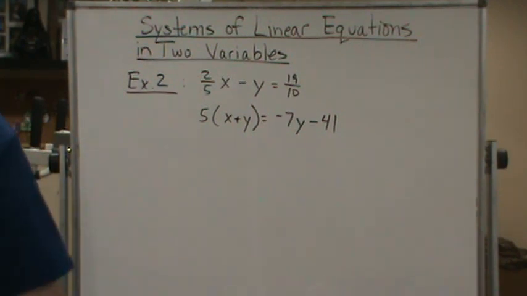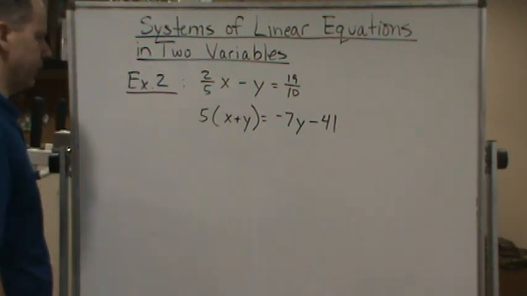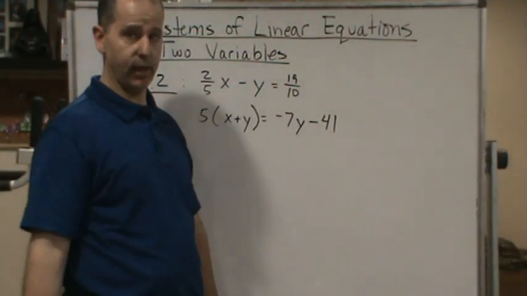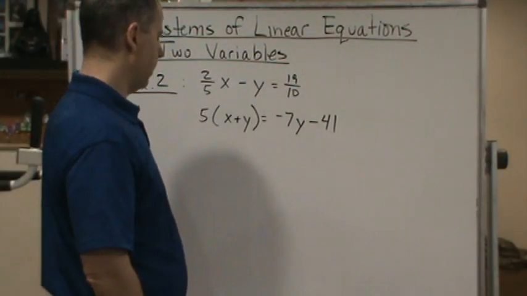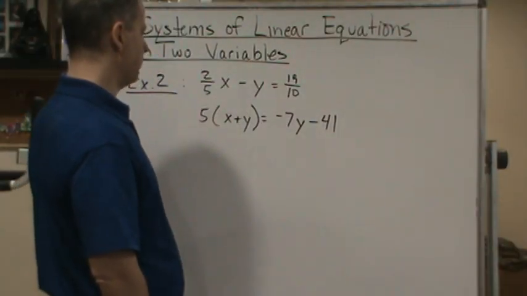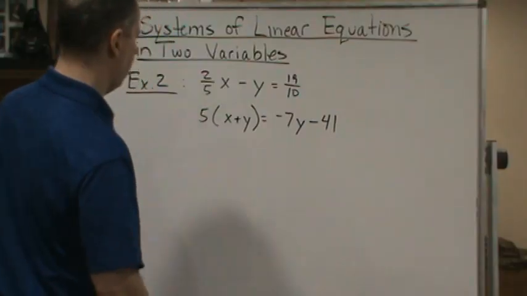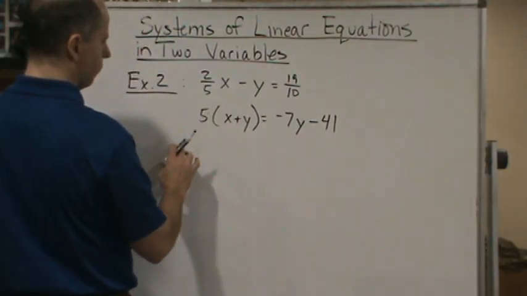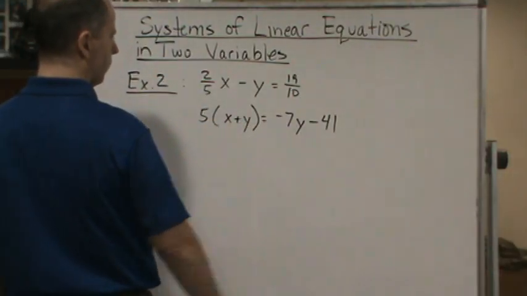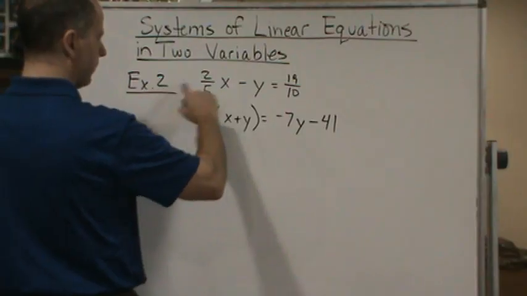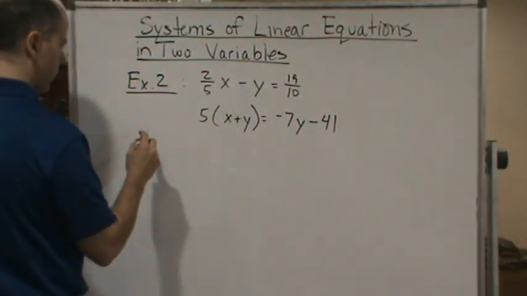All right, welcome back. Now let's look at this one here. And again, we're going to want to use the elimination or the addition method here. Now we've got to make sure they're in standard form. So now this one's in standard form, but we're going to want to get rid of those fractions. So let's simplify these. I'm going to multiply everything by 10 here to get rid of the fractions.